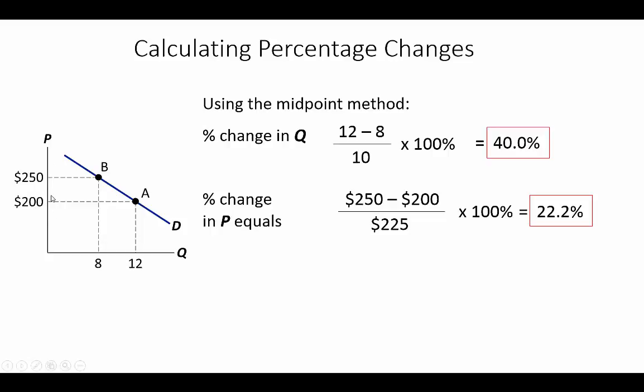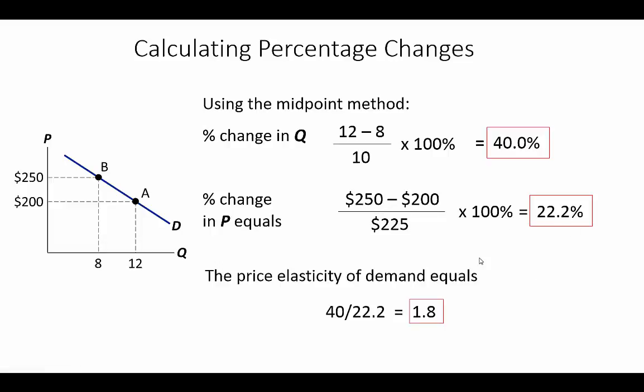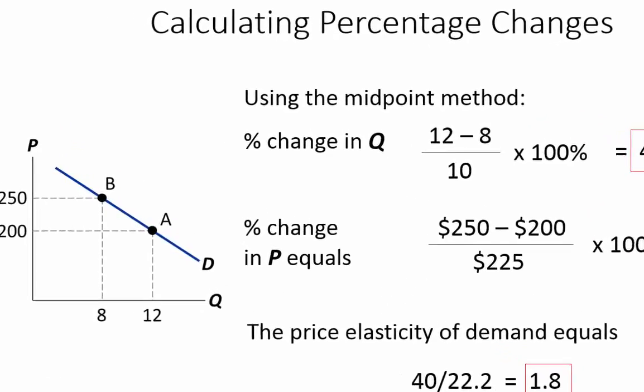Now our percent change in P, likewise, the difference, which is 50, whether we're going up or down, it's a $50 change. And the midpoint between 200 and 250 is 225, or if you prefer the average, 200 plus 250, 450 divided by 2, is 225. So now we've got our midpoint percent change in price, and that's going to work out to 22.2%. Now we calculate our elasticity of demand. Our percent change in quantity, 40, divided by our percent change in price, 22.2. We got a nice midpoint elasticity value of 1.8.